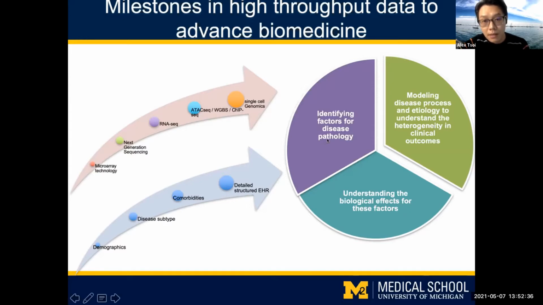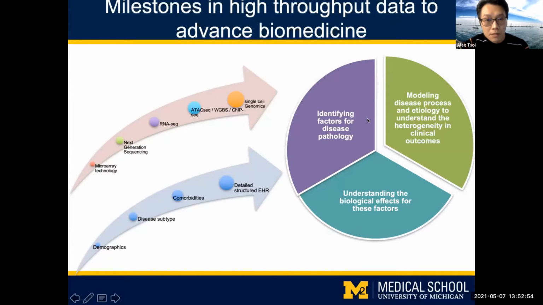That includes identifying factors associated with disease pathology, and understanding their biological effects. At the same time, on the basic science side, it is about how we apply and integrate those techniques to model the disease process or etiology.